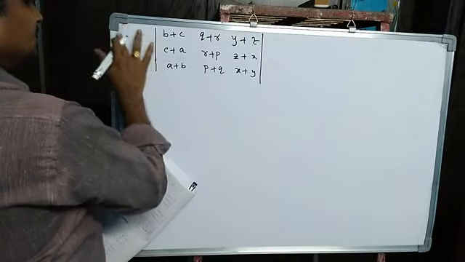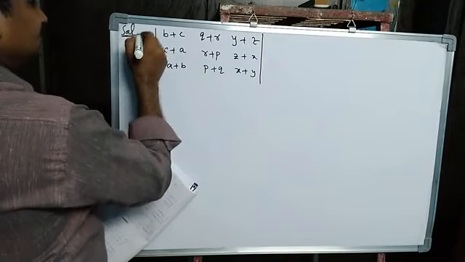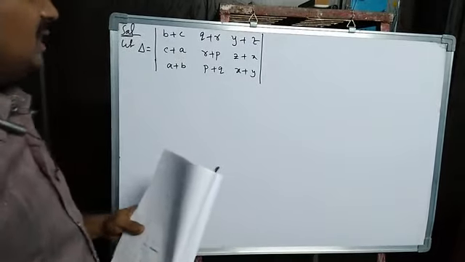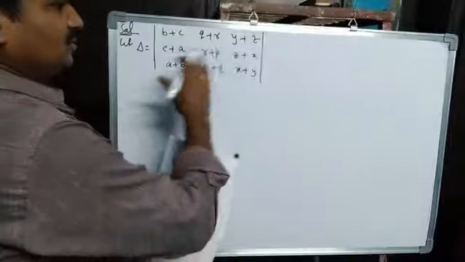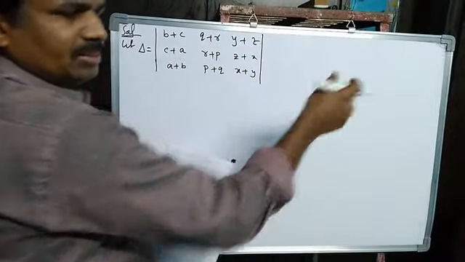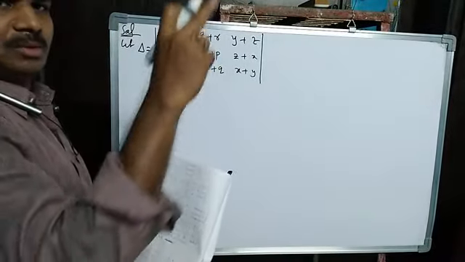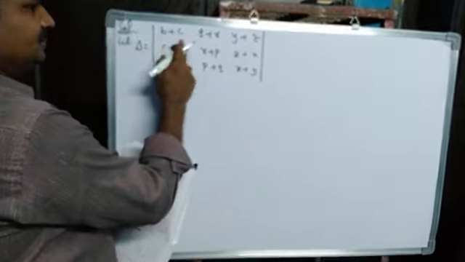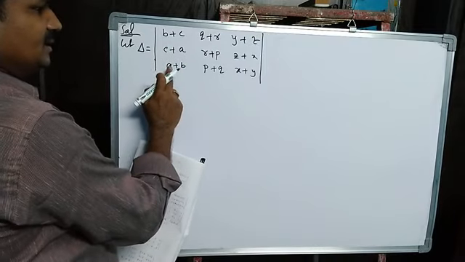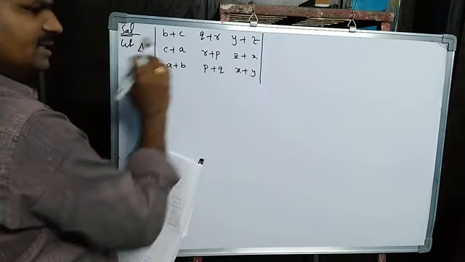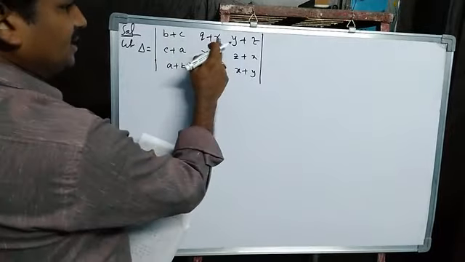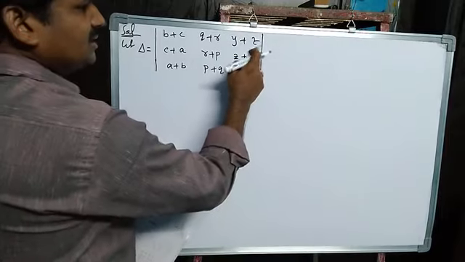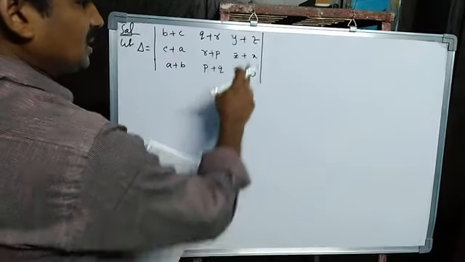Solution: let me take this as delta equal to. Actually, we have to prove this equals 2 into the determinant of A, B, C in the first column, P, Q, R in the second column, and X, Y, Z in the third column. Here A, B, C are there but as sums of two terms. Here P, Q, R also are sums of two terms. And here X, Y, Z are also given as sums of two terms.